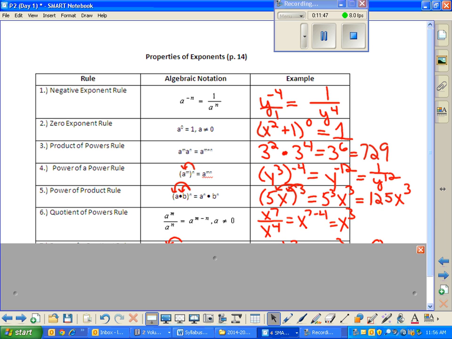Quotient of powers rule is our subtraction rule. I went simple on this one. X to the 7th over x to the 4th. You just do 7 minus 4. You get x to the 3rd.